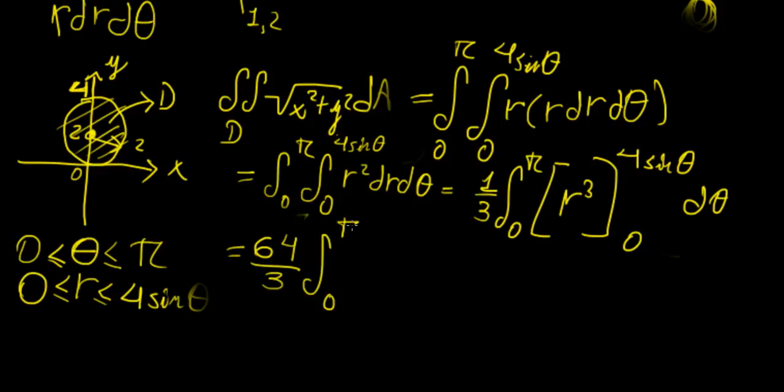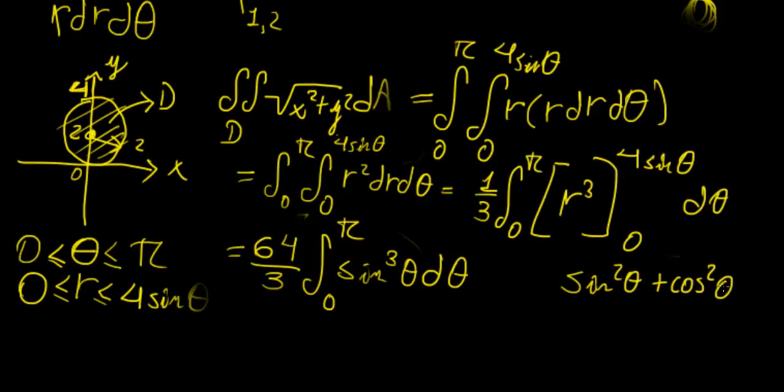Now the integral from 0 to pi of sine cubed theta d theta. This is going to be our new function. Now the problem with this is, you may ask, how do we integrate this? I don't think we have seen this before, but there's a really simple trick that you can perform for all powers of sine and cosine, and it is the following. Remember the identity sine squared theta plus cosine squared theta equals 1. So what we're going to do is rewrite this integral as 64/3 from 0 to pi of sine squared theta times sine theta.